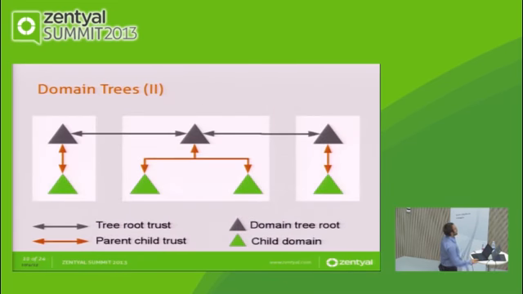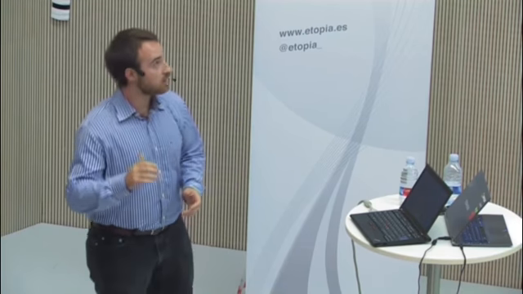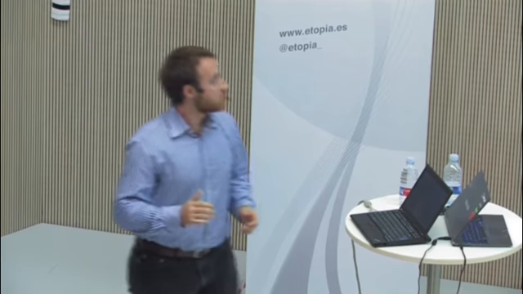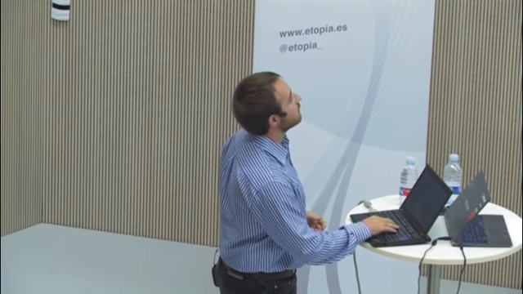So we have here an example of three domain trees. This is 1, 2, 3. We have the parent-child trusts between the parent domains and the child domains, and the tree-root trusts are established between the root of the trees. Each tree has its own namespace. So inside the forest, that is the top container, a forest is a full instance of Active Directory. So for example, we can have three domain trees.